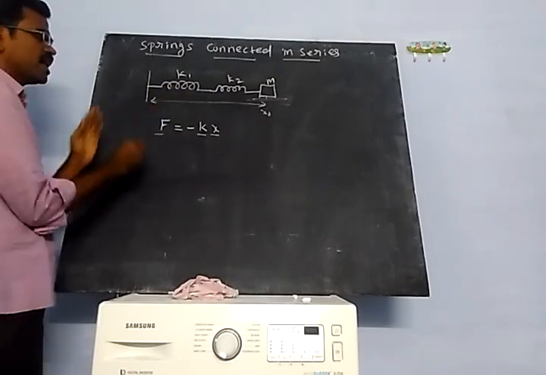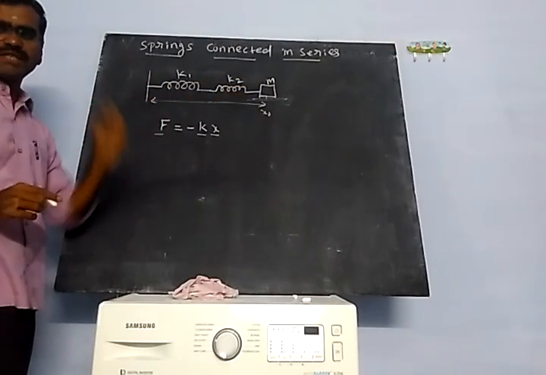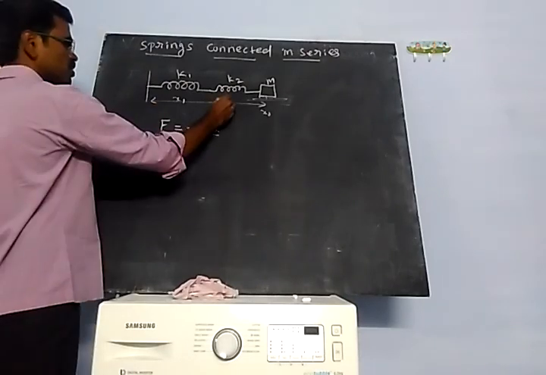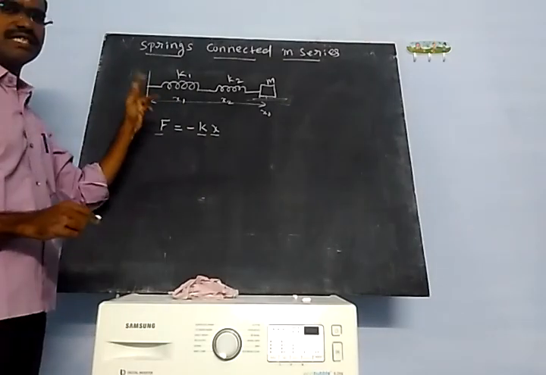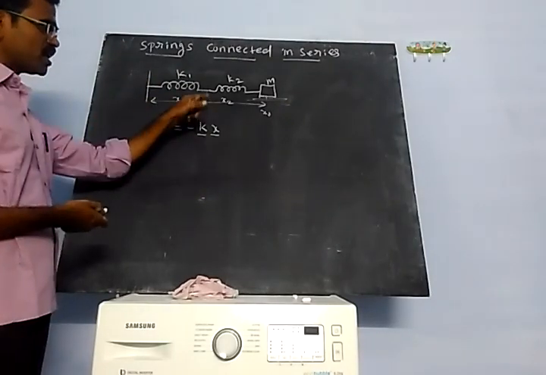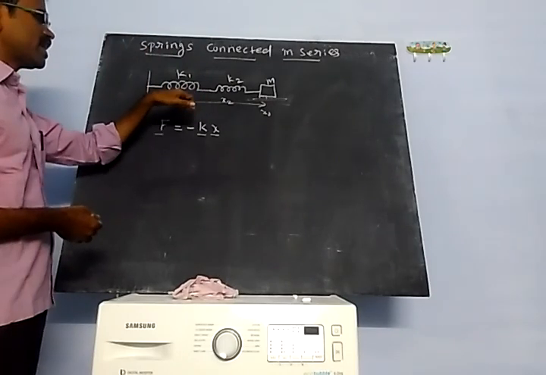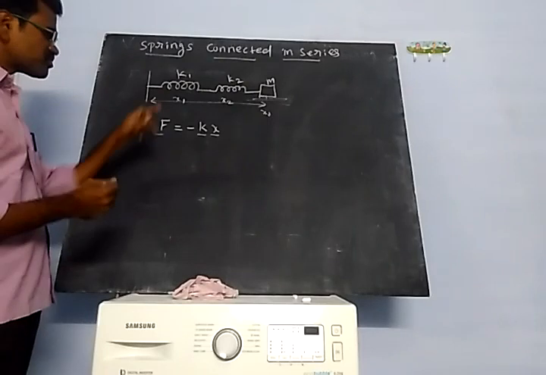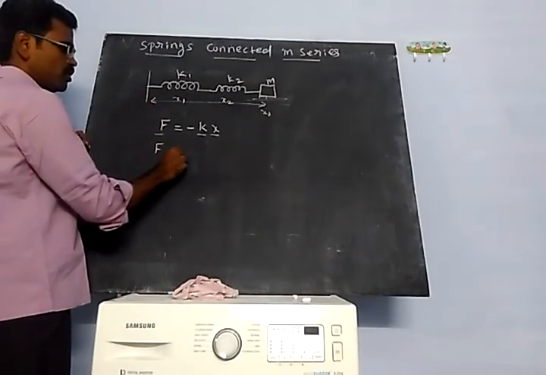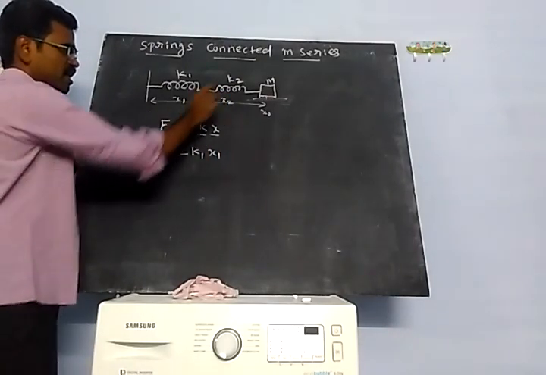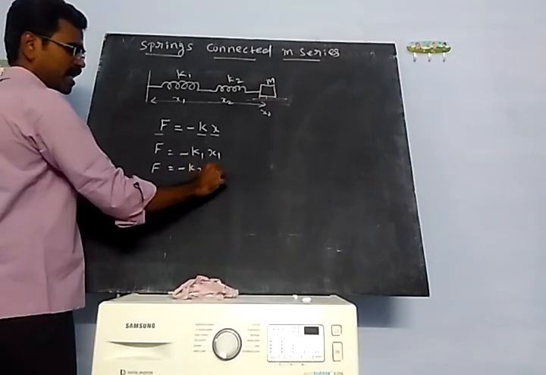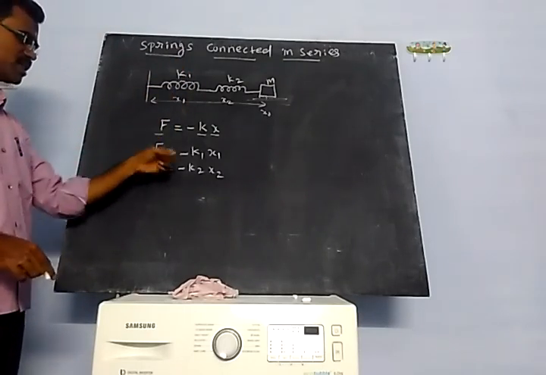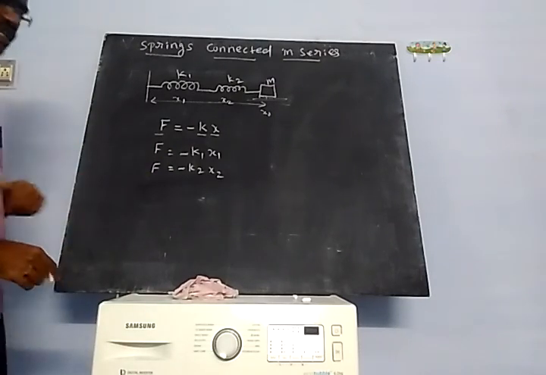When you apply a small amount of force, the first spring will be elongated or compressed by some distance, x1, and the second spring will be elongated or compressed by x2, because both springs have different force constants. So they have different displacements. For the first spring, F is equal to minus K1 x1, and for the second spring, F is equal to minus K2 x2, because both are experiencing the very same force.